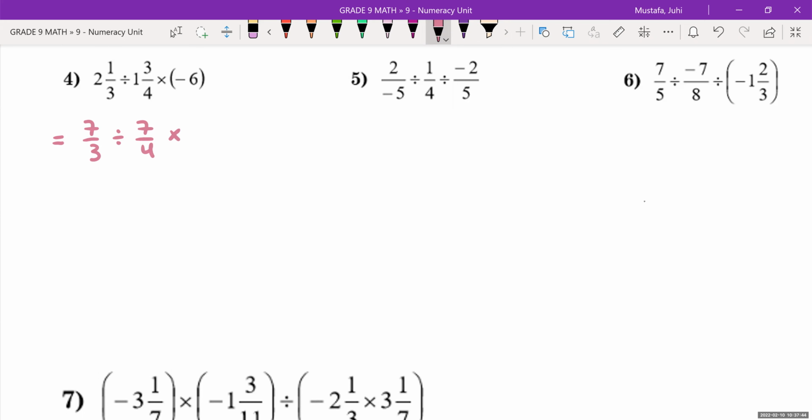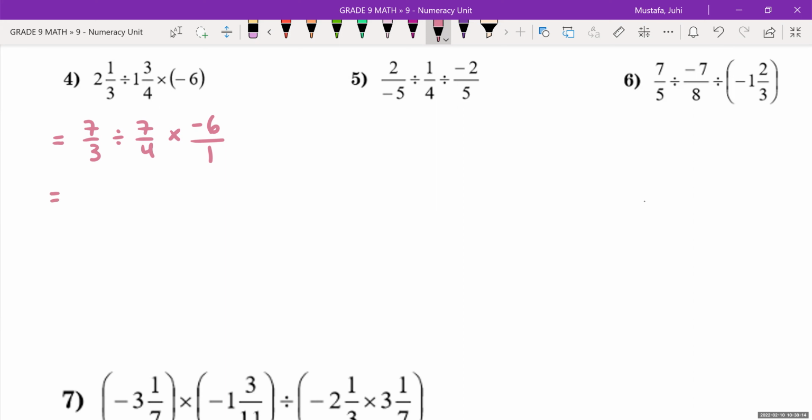Times, and anytime I have a whole number in a fractions question, I don't like it. I always make it into a fraction by putting it over 1. So it's basically going to be 7/3 divided by 7/4 times -6/1. You guys, when you have a division sign, you're only going to take the reciprocal of the fraction that comes right after it, not every single fraction that comes after it. So we're only going to take the reciprocal of 7/4.